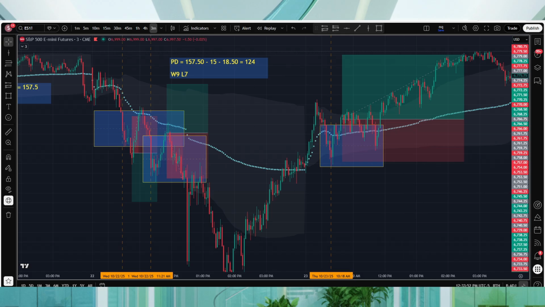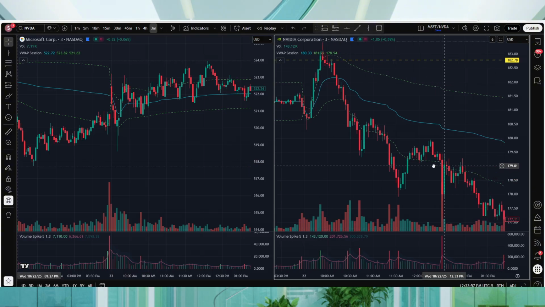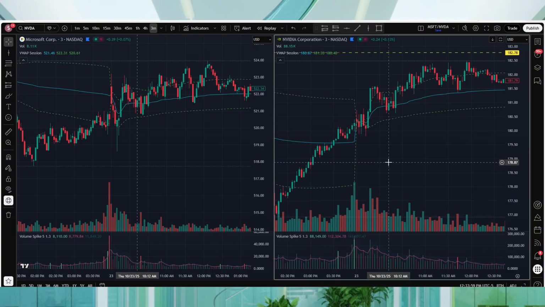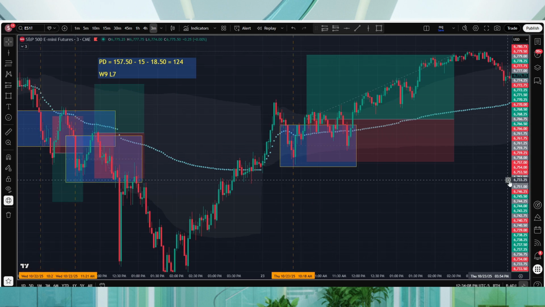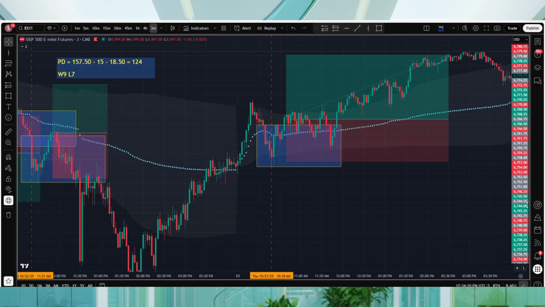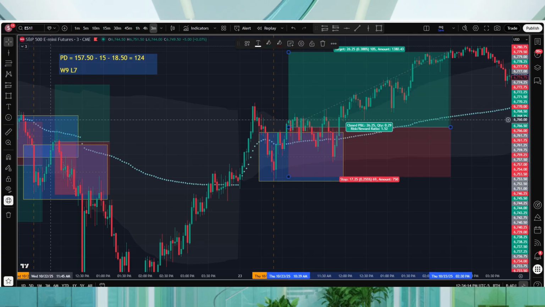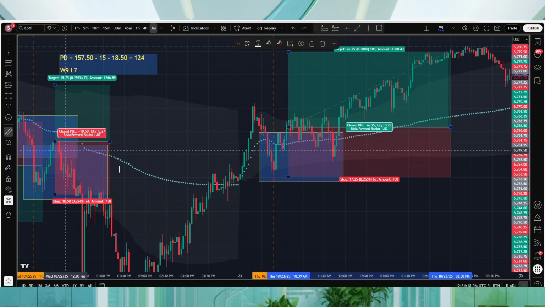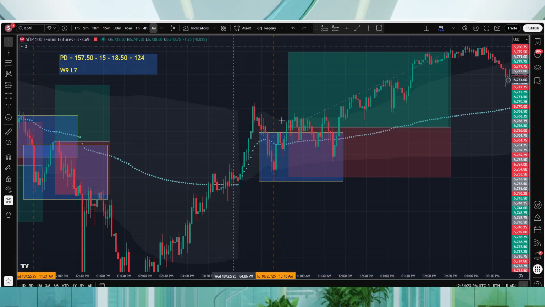Okay, so October 23rd. October 23rd, 10:18 is our first entry. Okay. We see a nice breakout. We take maybe a little retracement here. Yeah. It's around 17 points.